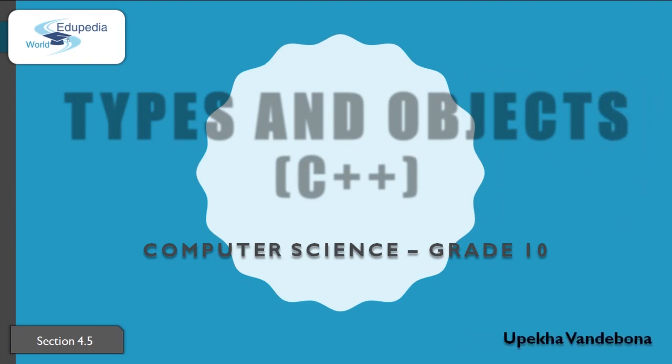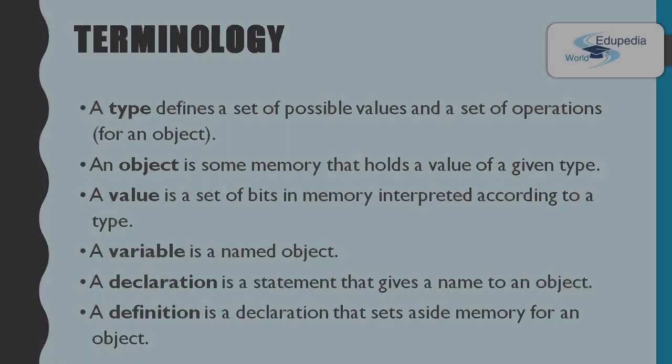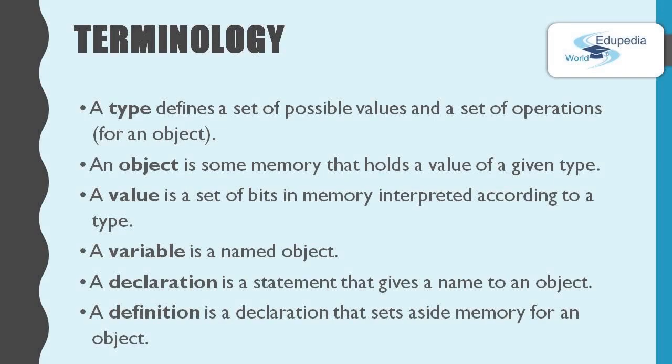I'm Upeka Vandibona, and from this episode we are going to discuss the types and objects in C++ language. The notion of type is central to C++ language and most other programming languages. Let's take a closer and slightly more technical look at the types, specifically at the types of the objects in which we store our data during the computations.